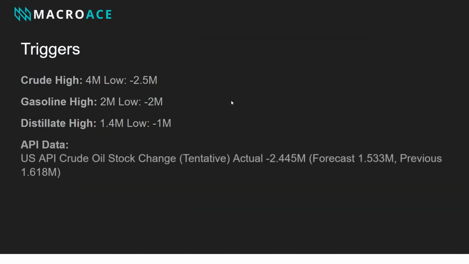Now, API data, what I mentioned earlier, is used as a way to gauge what the following day's official data from the government, or the EIA, will be. When I say what it will be, I mean which direction the inventories data is going to be headed in, whether that is a build or a draw.